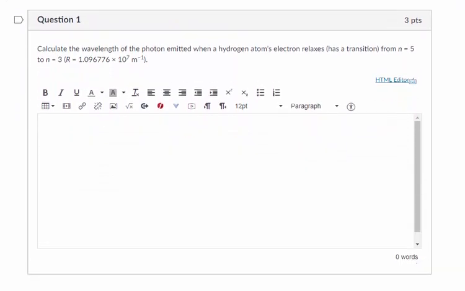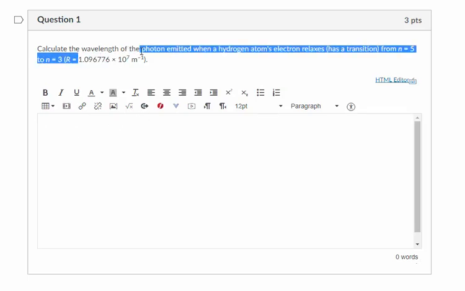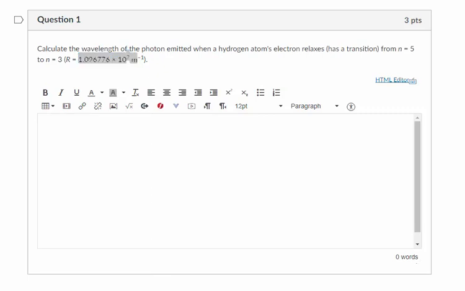So let's start with some problem solving. We'll calculate the wavelength of a photon that's emitted when a hydrogen atom's electron relaxes, so it has a transition from n equals 5 to n equals 3. And we're given this Rydberg number here.